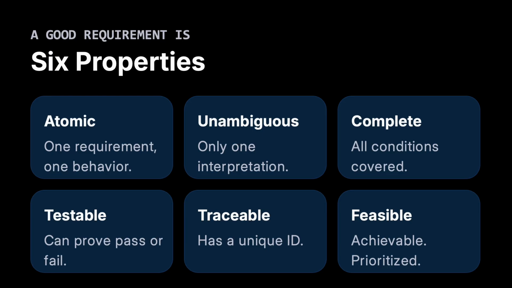You may have seen the related abbreviations to remember the attributes like SMART, INVEST, or the IEEE shell style. They all point at the same properties. Bad requirements show up in patterns. So let's walk through the most common ones.